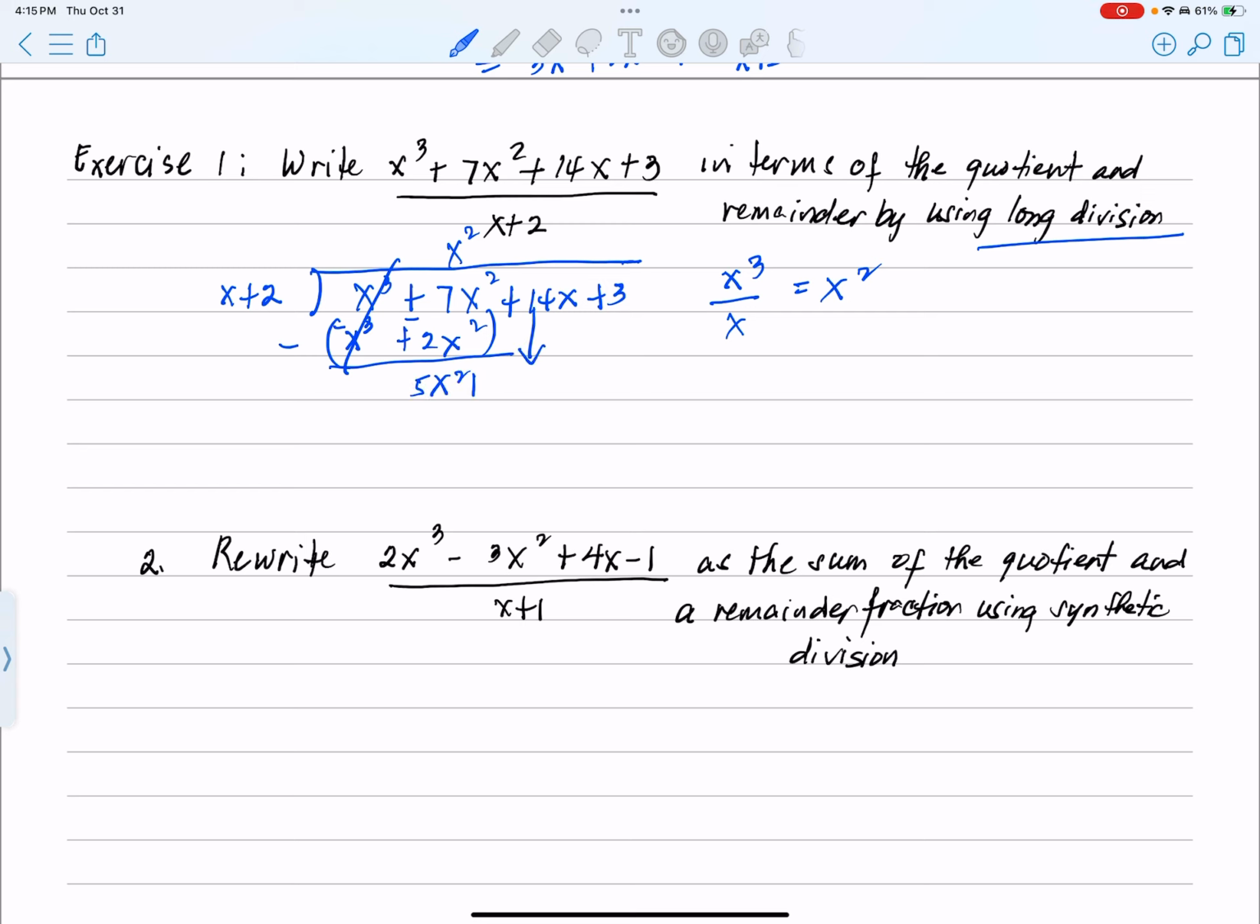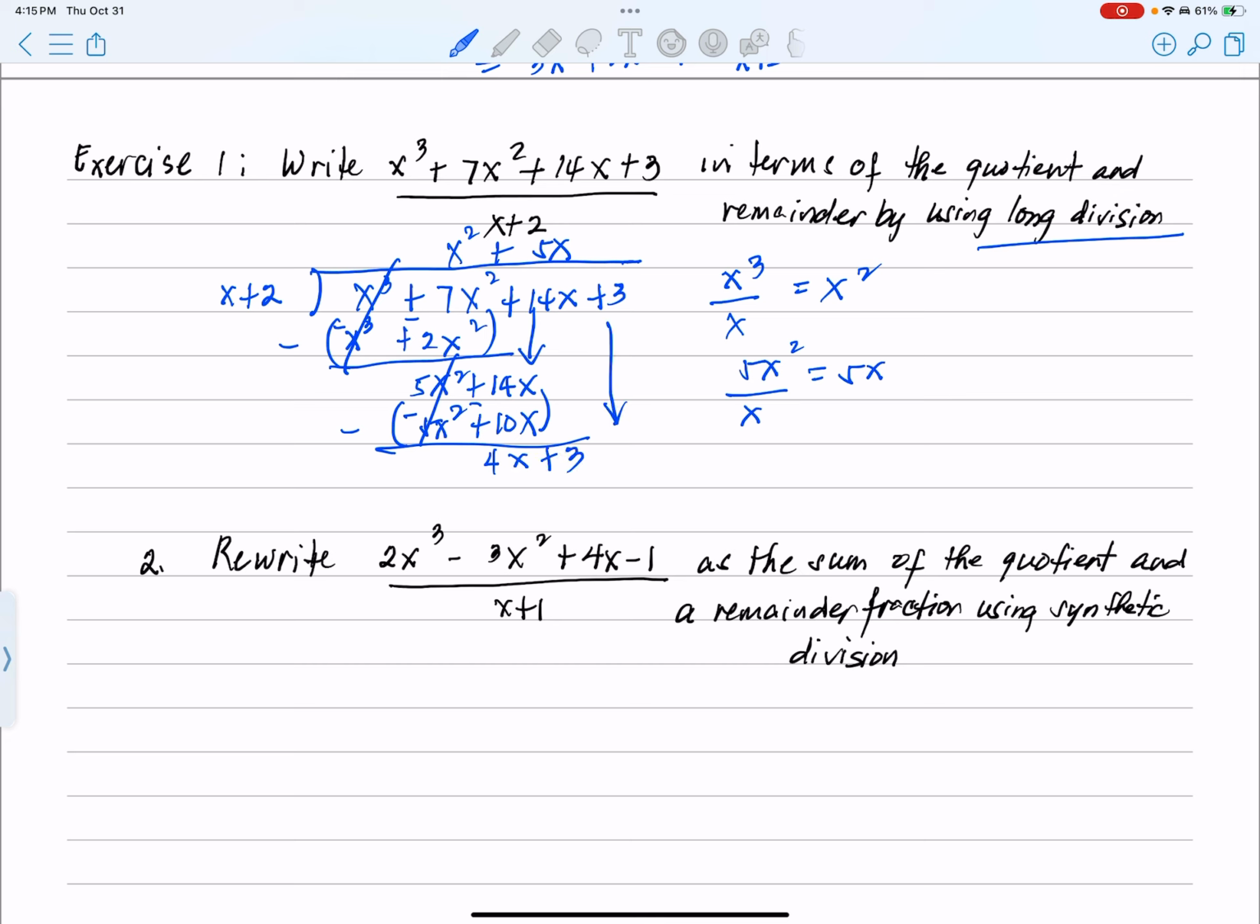Then make your trial again. 5x squared divided by the first term of your divisor, that would be 5x. So 5x should be written at the top of 14x. And multiply back: 5x times x, that's 5x squared. 5x times 2, that is 10x. Then subtract, change the sign. 14 minus 10, that is 4x. Bring down 3.